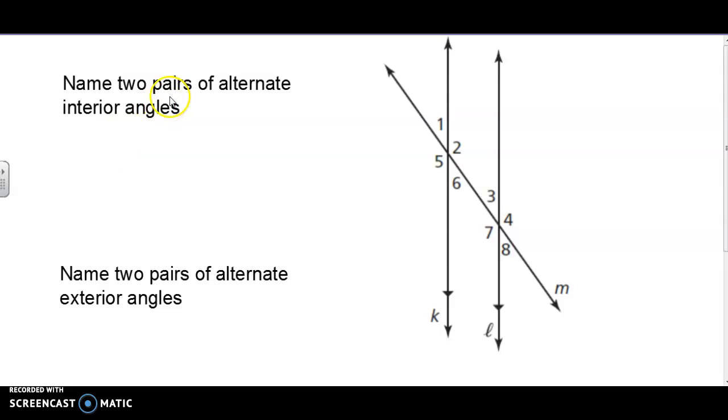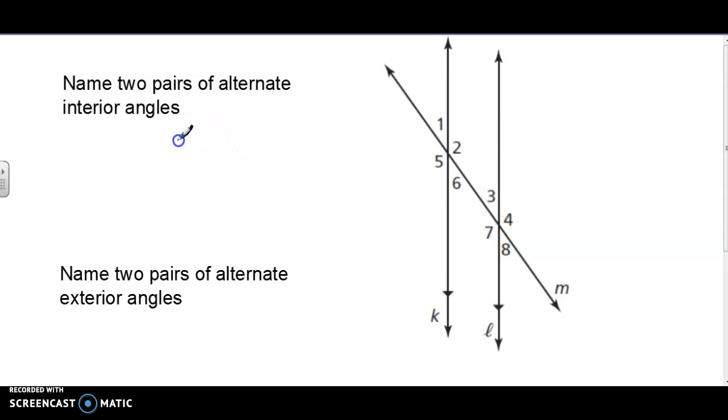So we have this same diagram as we used yesterday. It says, name 2 pairs of alternate interior angles. Okay, so alternate interior angles. We're talking about the inside angles for this one. The inside angles are 2, 3, 6, and 7. Those are the interior angles. Alternate interior would mean that they're on opposite sides of the transversal. So are 7 and 3 alternate interior angles, or are 7 and 2 alternate interior angles?